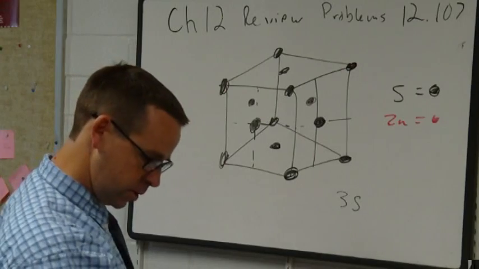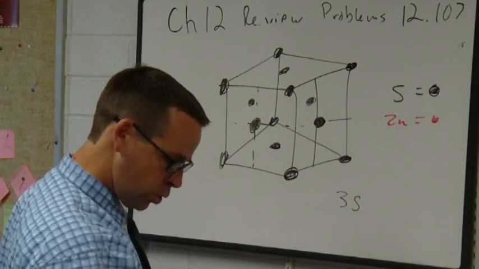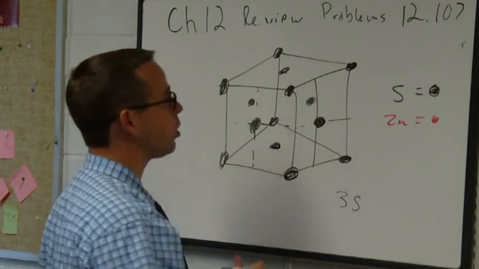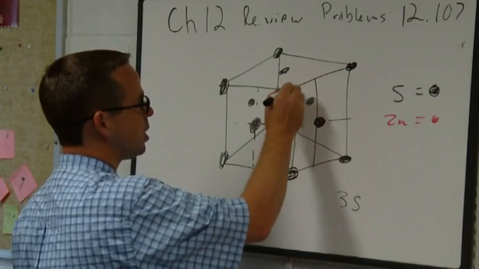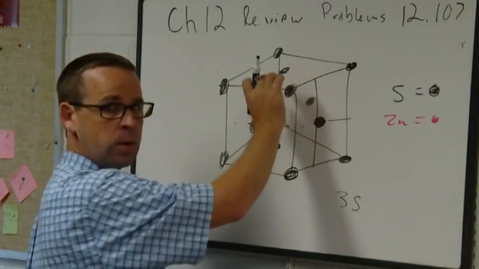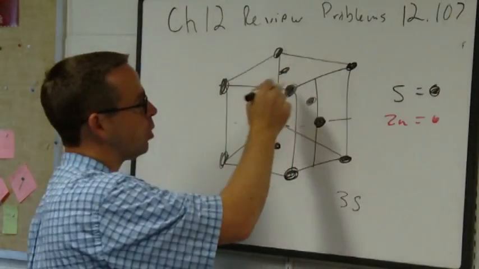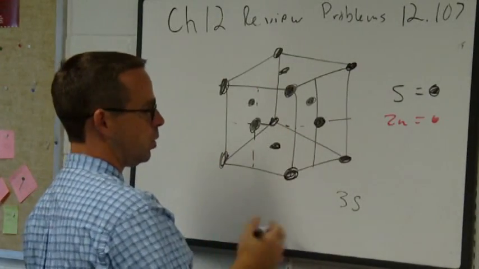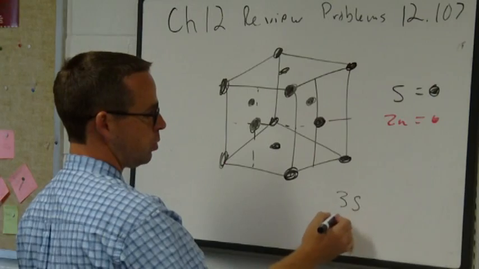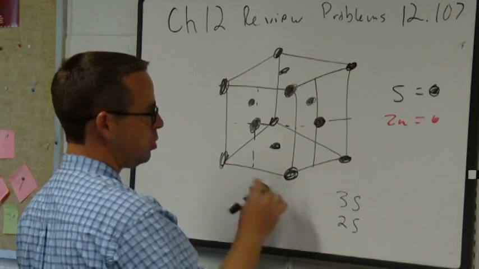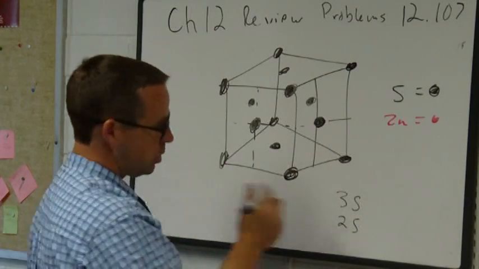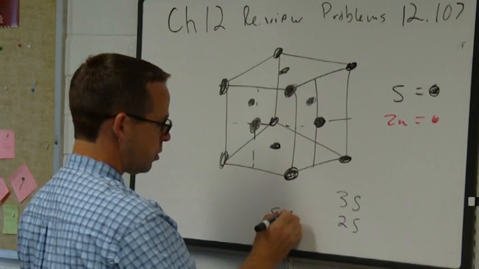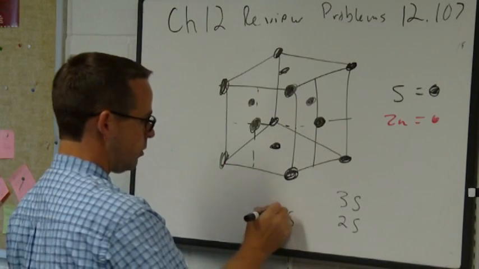And each corner provides a quarter of an atom, right? Because if I think of this sphere on that corner, only a quarter of it is going to be inside. So this represents one whole atom, and the bottom ones represent one whole atom. So that's a total of 2 sulfurs due to the corners, right? So there's a total of 5 sulfurs. That's a 5 there, 5 sulfurs.